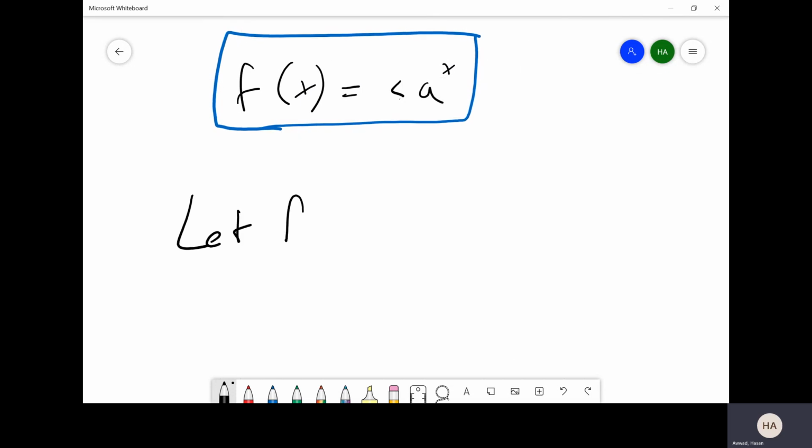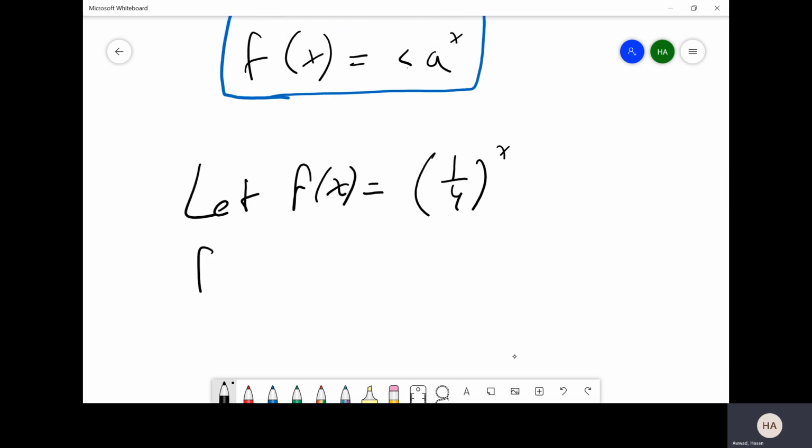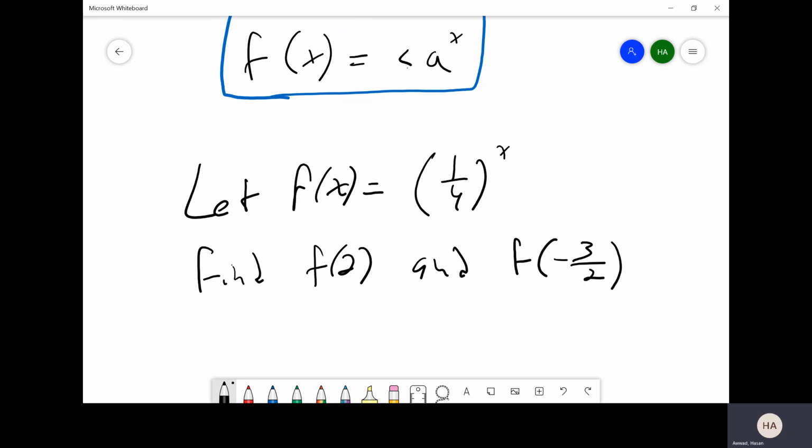Let's let f of x equal 1/4 to the x. Okay, so our base is a fraction. Our base is 1/4, and our input, our variable, is x. That's how we know that this is an exponential function, because our input is now an exponent. Okay, so I want to find f of 2 and f of negative 3 halves. Let's work with f of 2 first.